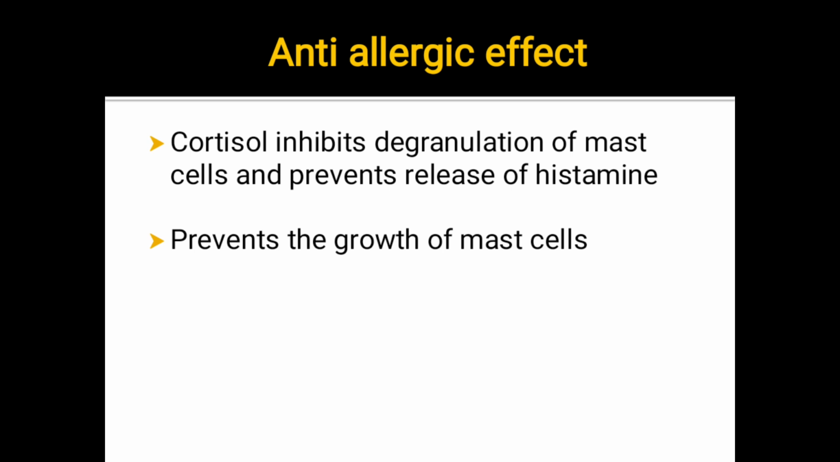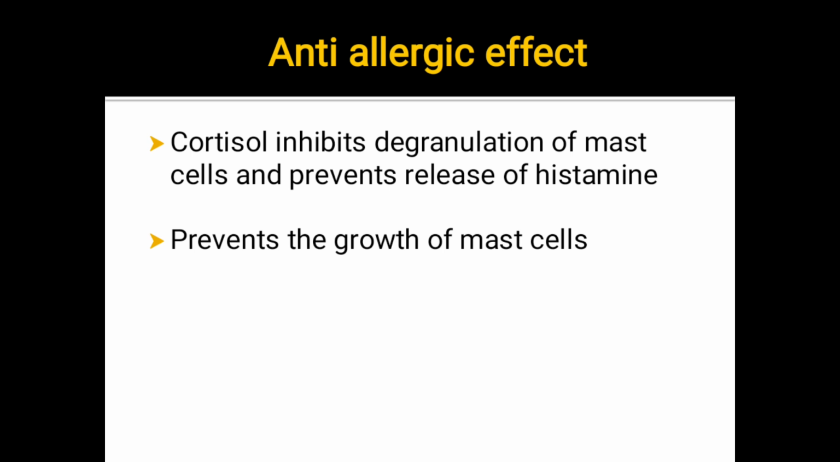Cortisol has profound anti-allergic effects also. Allergy is mainly caused by histamine. Two types of allergy are there: local and systemic allergy. In local allergy, release of histamine causes itching, redness, swelling at the site of allergy. Whereas in systemic allergy, which is otherwise called anaphylaxis, large amounts of histamine are released into the general circulation, and this will inhibit the heart, thereby reducing the cardiac output and BP also.